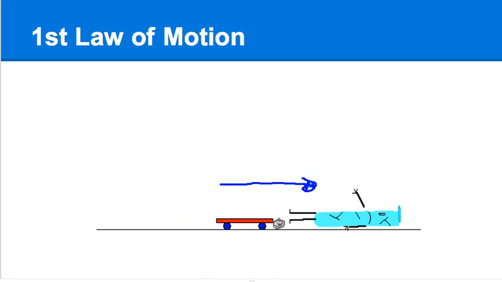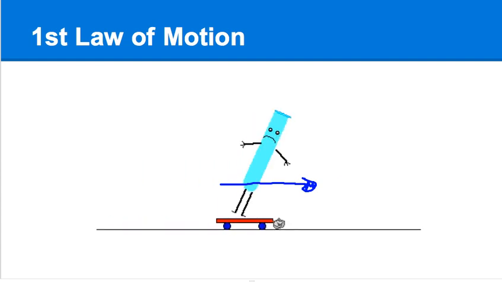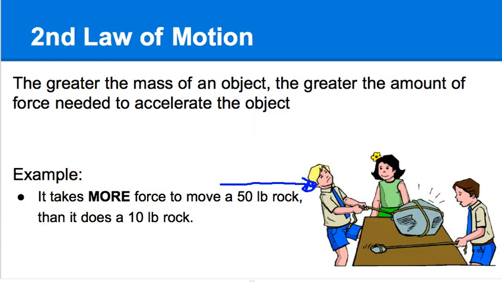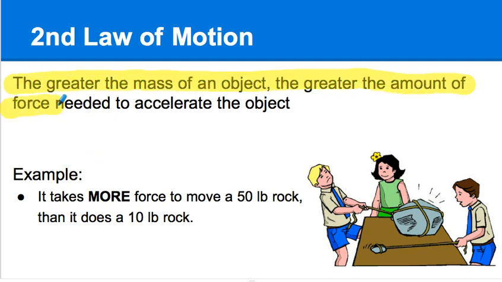All right, so moving forward to the next one. Second law of motion. The second law of motion talks about this, and this is, again, another very straightforward thing. The greater the mass of the object, the greater amount of force needed to accelerate the object. Basically what that means is if the object is heavier, it's going to be harder to pull or push it. You have to use more force to move that object, and so on.